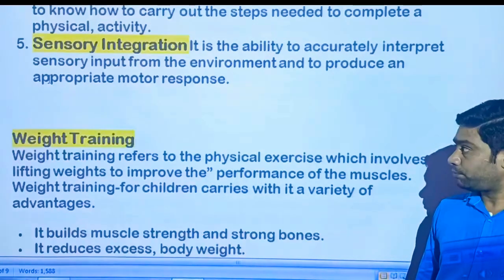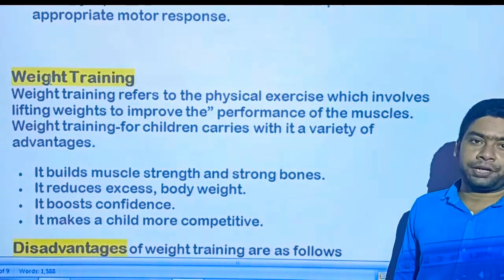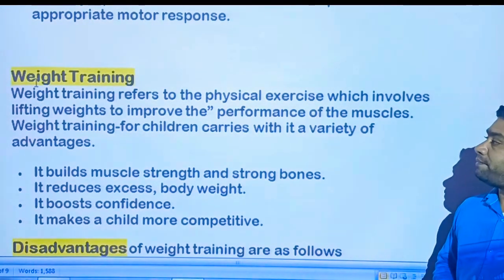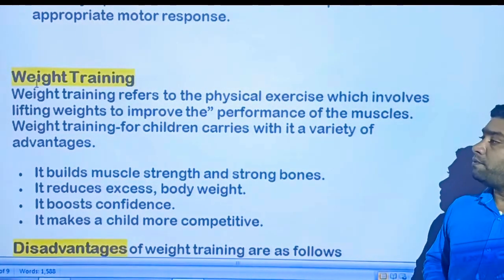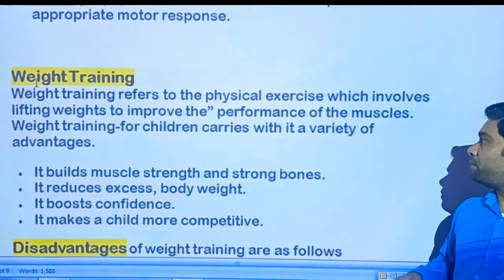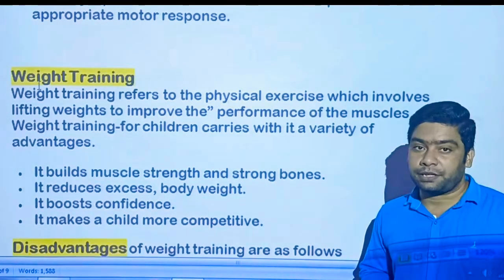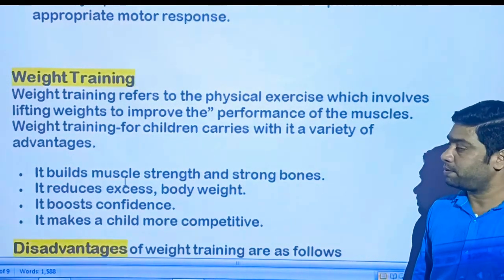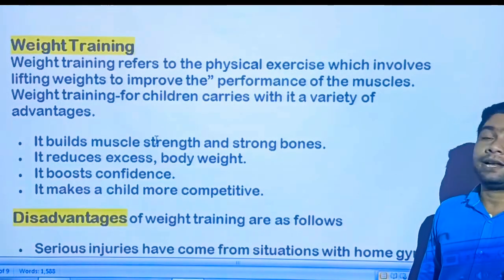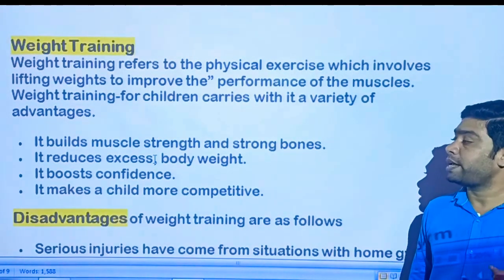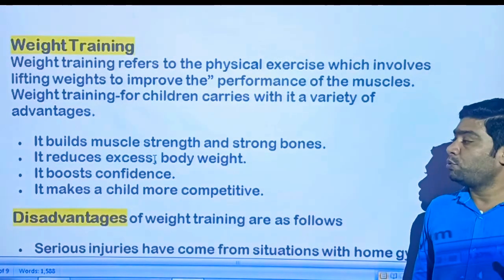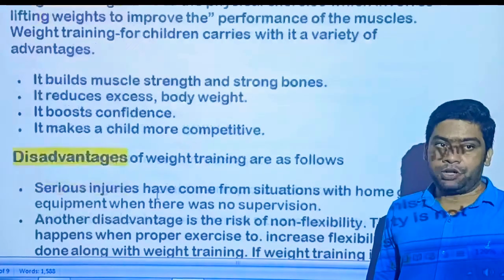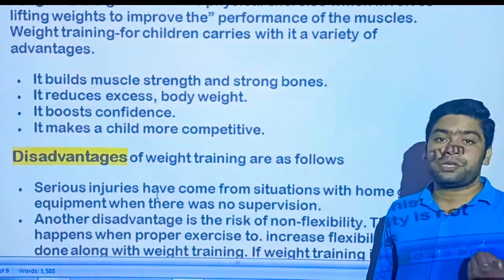Likewise, to improve our motor development, some trainings are there, like weight training. Weight training refers to physical exercise which involves lifting weights to improve the performance of the muscles, especially larger muscles. And weight training for children carries a variety of advantages. First one is it builds muscles, strength and strong bones. It reduces excess body weight. It boosts confidence. And the last one, it makes a child more competitive because it strengthens our bones and muscles.